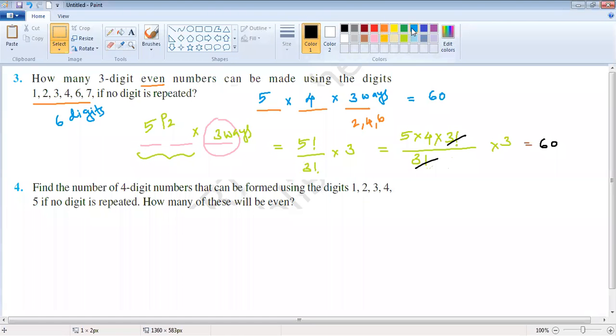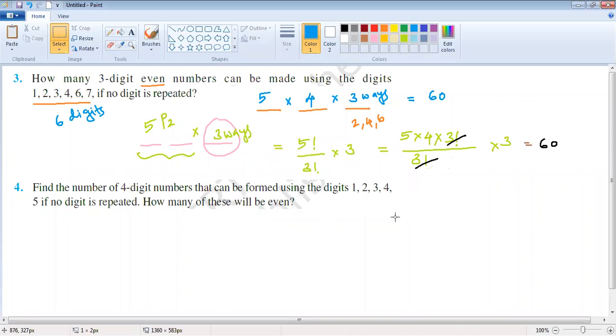Now look at the next question. Find the number of 4-digit numbers that can be formed using the digits 1, 2, 3, 4, 5 if no digit is repeated. That is the first part. Then the second part, how many of these will be even?